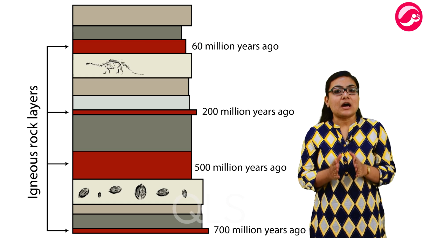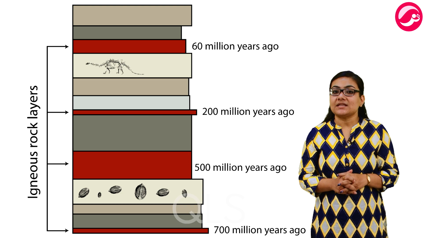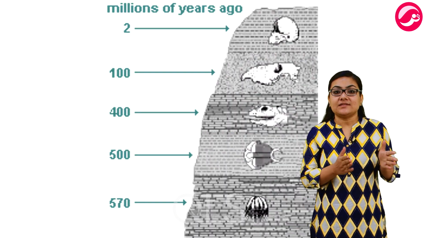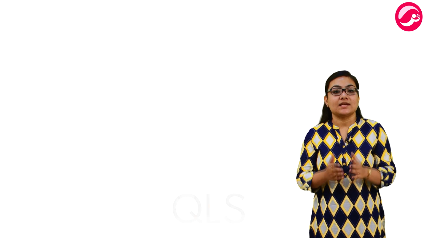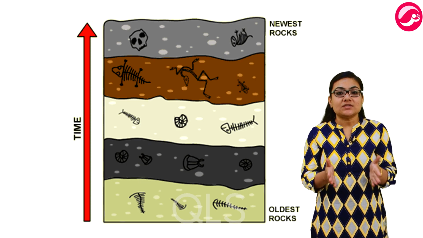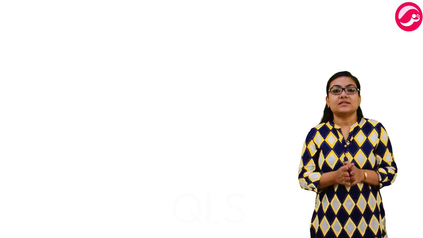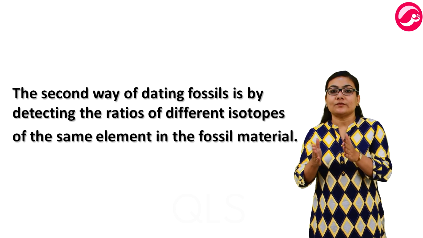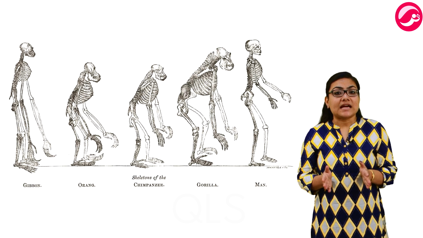How do we know how old the fossils are? Fossils कितने पुराने हैं ये हमें कैसे पता चलता है? There are basically two components to this estimation. One is relative, that is, if we dig into the earth and start finding fossils, it is reasonable to suppose that the fossils we find closer to the surface are more recent and the fossils we find deeper are older. The second way of dating fossils is by detecting the ratios of different isotopes of the same element in the fossil material. Evolution is a gradual process.